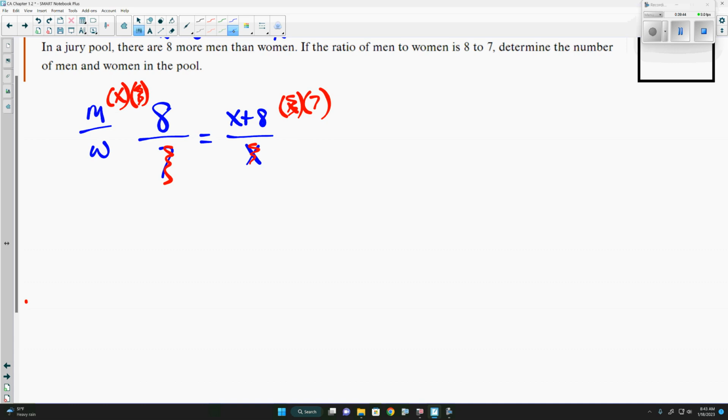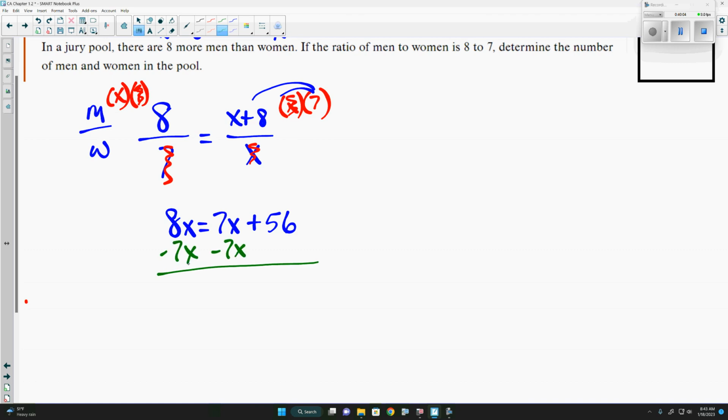Now the next thing we can do is multiply, so we'd have 8 times x, which is 8x, is equal to, here we'd multiply through by 7. 7 times x is going to be 7x, plus 8 times 7 is 56. And last but not least, we need to subtract 7x from both sides, telling us x is equal to 56. And that's the number of women. So the number of men, we would need to add 8 to it and get 64.